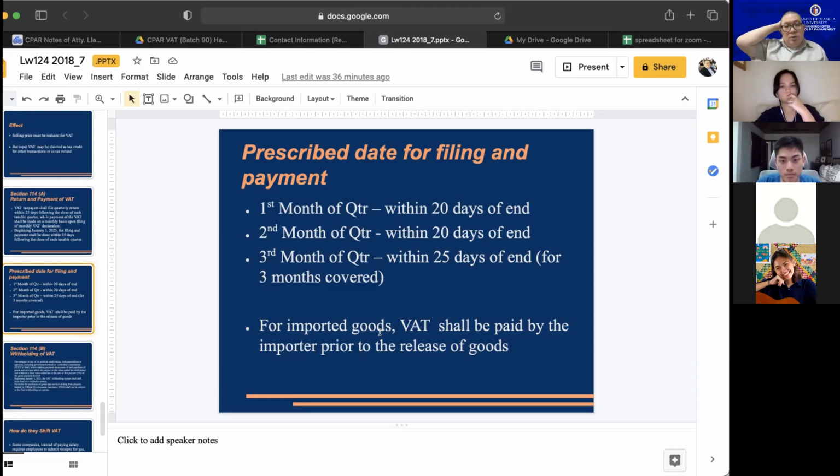That's why many of my clients say, attorney, we don't want to import, we'll ask someone else to import. I tell them, if you ask someone else to import, then the input VAT goes to that person. Then when he delivers to you, there's no VAT, no invoice, nothing, in that case, you lose. Okay?